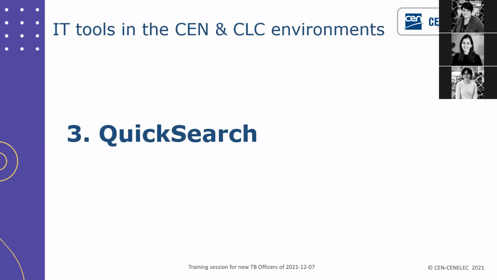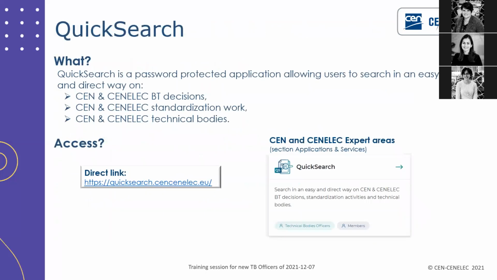Thank you, Anna. Now we'll present to you the Quick Search. The Quick Search is an application that enables users to search in an easy and direct way on CEN CENELEC BT decisions, on standardization work, or on technical bodies. You can access this tool via this direct link or again via the CEN and CENELEC experts areas.